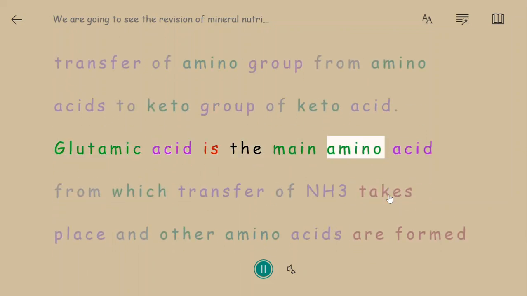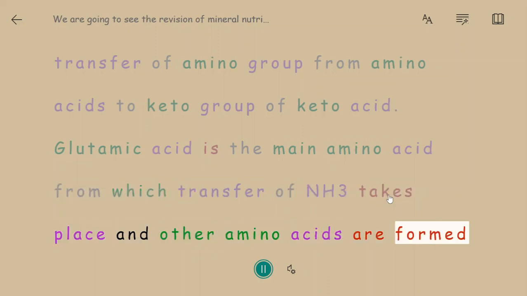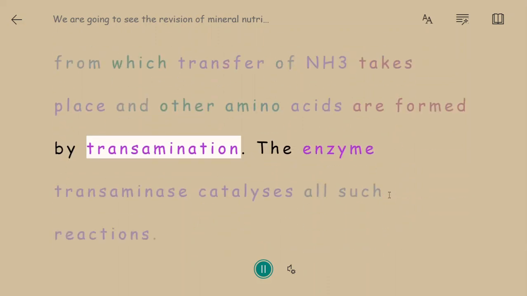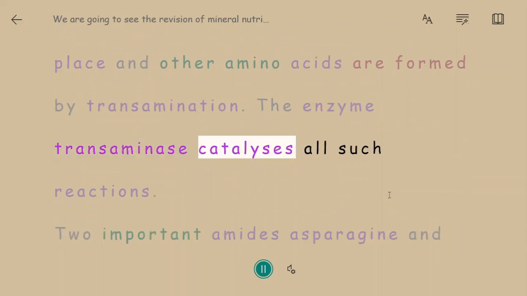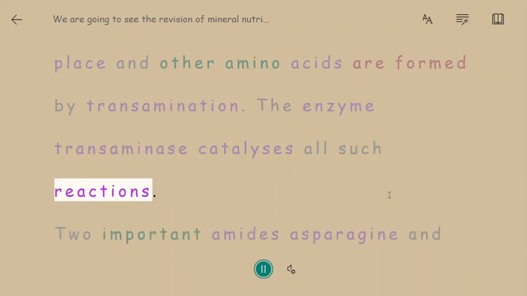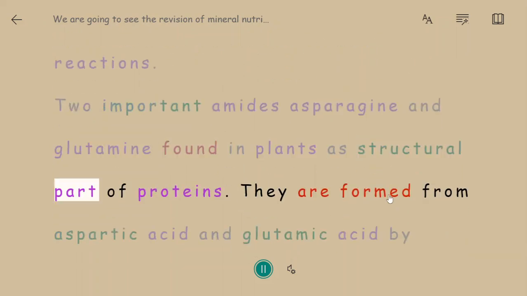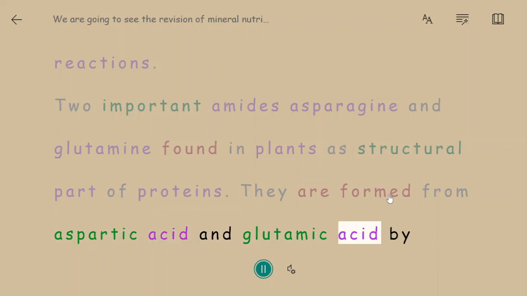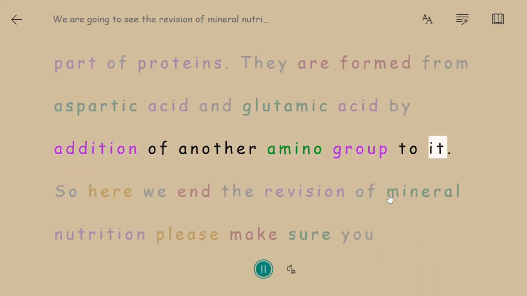Glutamic acid is the main amino acid from which transfer of NH3 takes place, and other amino acids are formed by transamination. The enzyme transaminase catalyses all such reactions. Two important amides, asparagine and glutamine, are found in plants as structural parts of proteins. They are formed from aspartic acid and glutamic acid by addition of another amino group to it.